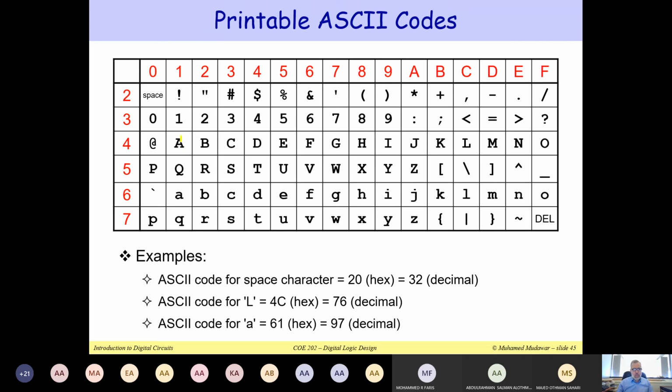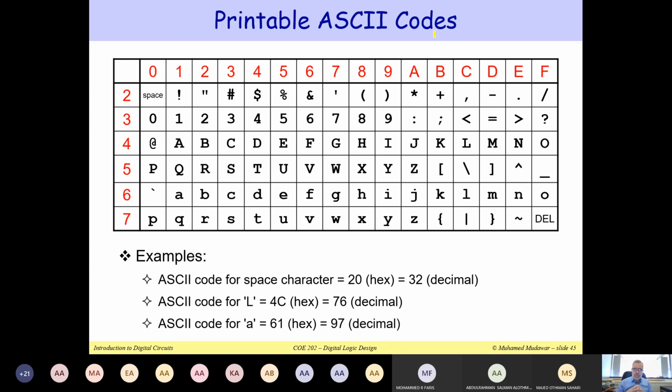If you would like to find, for example, the code for the character capital A, it is 41 in hexadecimal. Look at the row and the column here, and join them. 41 in hexadecimal will be 65 in decimal, and this will be a unique code for the character capital A. For lowercase a, it is 61 in hexadecimal. So this was the initial ASCII character set, and it is a standard.